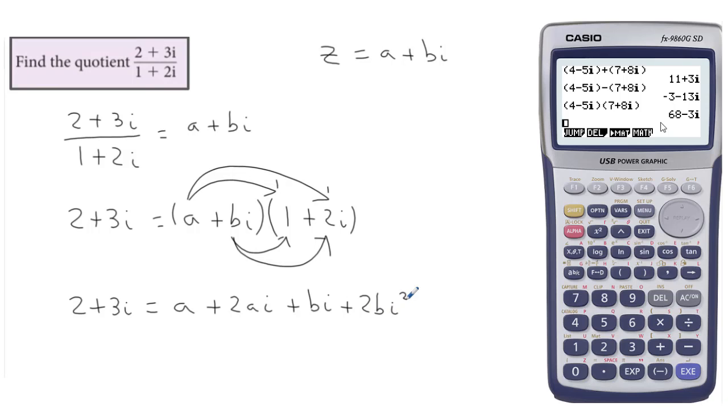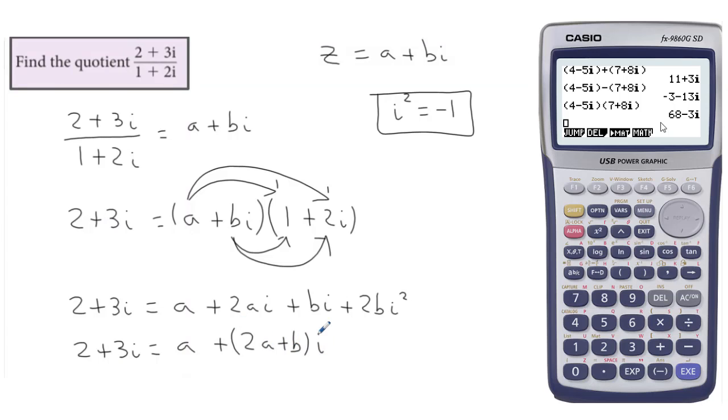We need to be a bit careful with this i squared. Remember, the whole of the complex number system is based around one key principle: i squared equals minus 1. Everything else comes from that. So we can now do a bit of simplification. 2 plus 3i equals a plus, and I can put these i's together, pulling an i out, so 2a plus b times i, and then plus 2bi squared. Since i squared is minus 1, this is minus 2b.